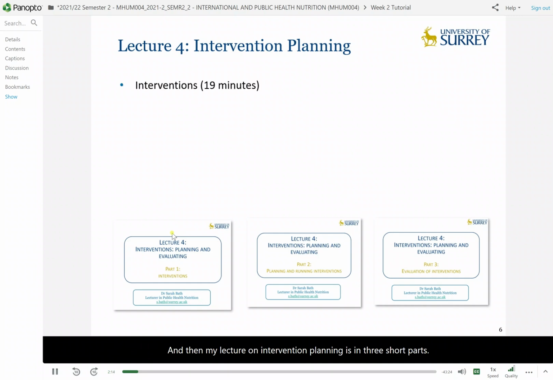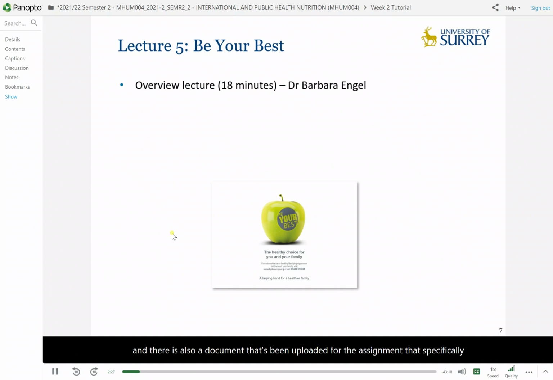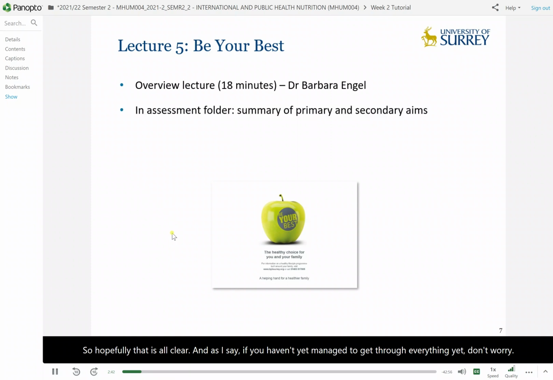And then my lecture on intervention planning is in 3 short parts. And again, there's guided learning to go with that. And finally, there's a short lecture to introduce Be Your Best. And there is also a document that's been uploaded for the assignment that specifically relates to the outcomes you need for the coursework assignment relating to Be Your Best. So hopefully that is all clear. And as I say, if you haven't yet managed to get through everything yet, don't worry.